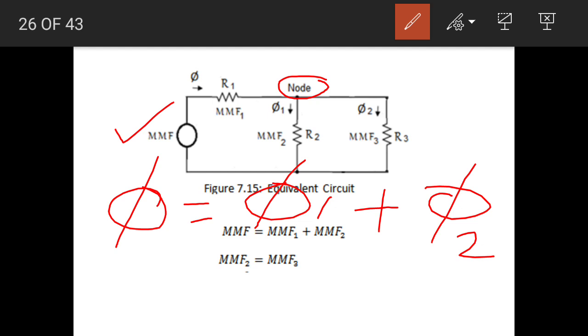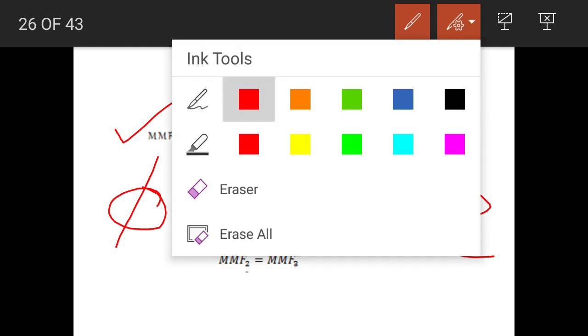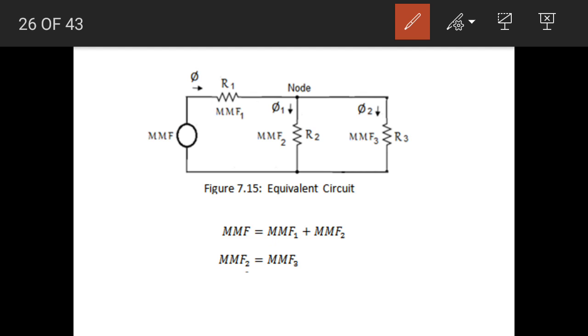You see, the MMF, which is responsible to maintain a magnetic flux of phi Weber in the first material, is represented by MMF1. Similarly, the MMF, which is responsible to maintain a magnetic flux of phi 1 Weber in the central limb, is represented by MMF2, and the MMF, which is required to maintain a magnetic flux of phi 2 Weber in the right limb of the magnetic circuit, is represented by MMF3.